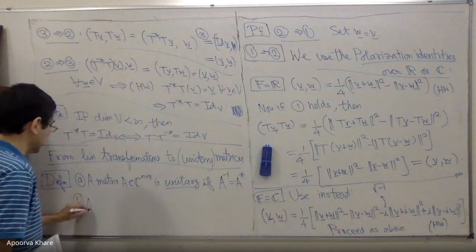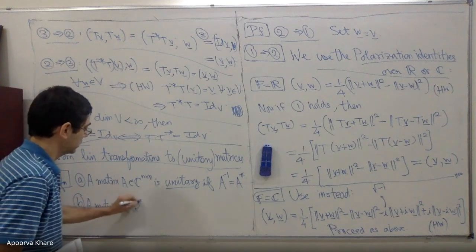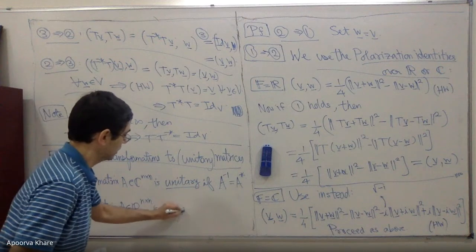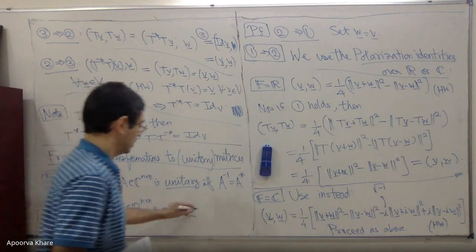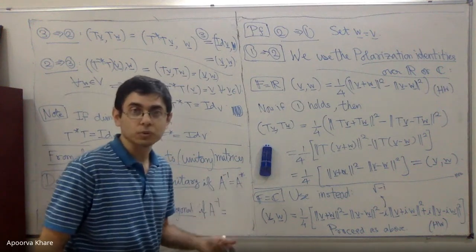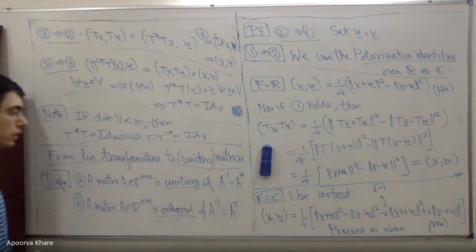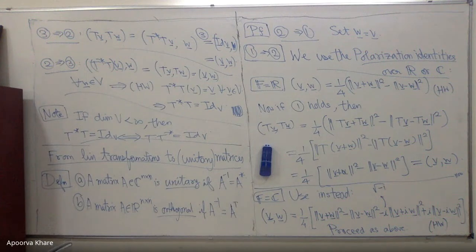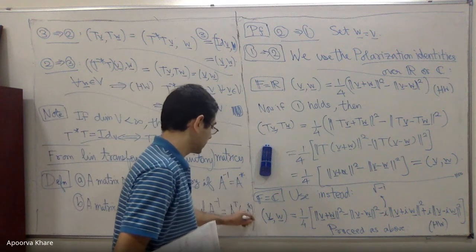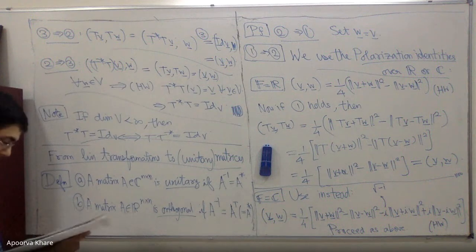And similarly, a real matrix A in R to the n cross n is orthogonal if A transpose equals A inverse. Now I don't need to take star because it's the conjugate transpose, but everything is real. There is no need to take conjugates. I just need to take the transpose. And of course, that's exactly the same as A star because it's real. So orthogonal matrices are a special case of unitary matrices.